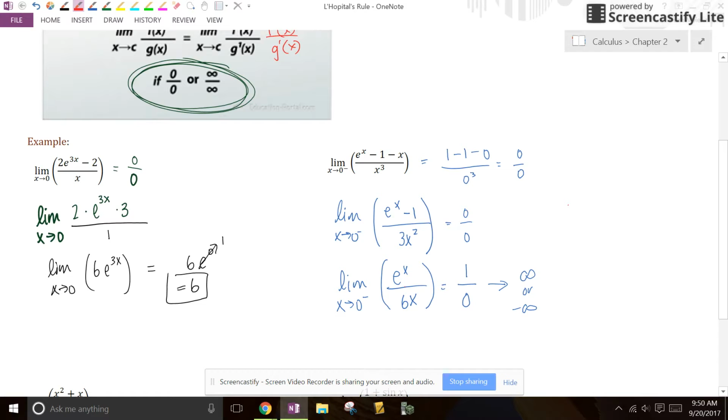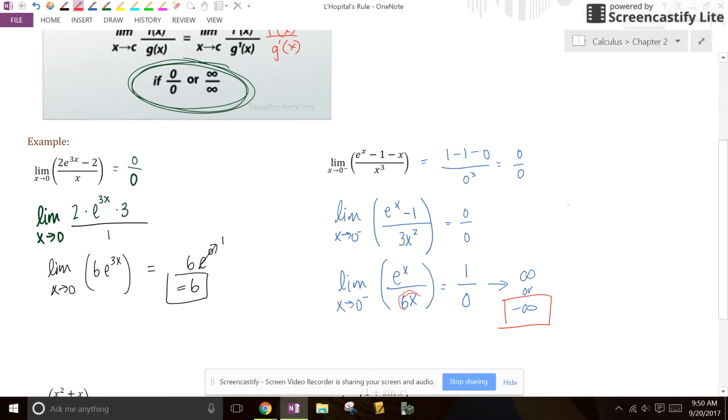We're going to have a positive on top. But if you plug a negative into the bottom, that's going to be negative. So that means this whole fraction is going to be negative. And I know it's going to infinity or negative infinity. And if the fraction is negative, guess what? This is headed to negative infinity. So L'Hopital has just helped me decide that it is going to negative infinity.